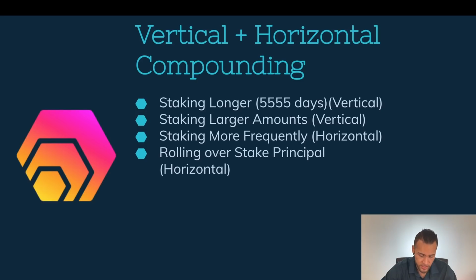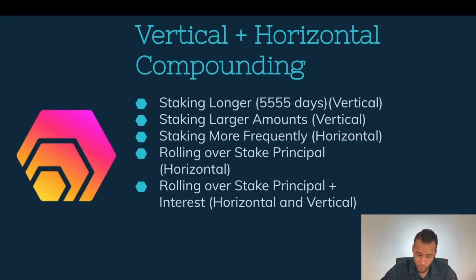Well, what if you decided, instead of cashing out on that stake, to roll that over into another stake? So in year 1, you're essentially doubling the amount of HEX that you're staking for the next set of the staking ladder. The last way to take advantage of compounding interest, both horizontally and vertically, is to roll over your stake principal and your interest. So you're literally compounding on top of your compounding, because you're including the interest that you made on your first year of HEX stake.